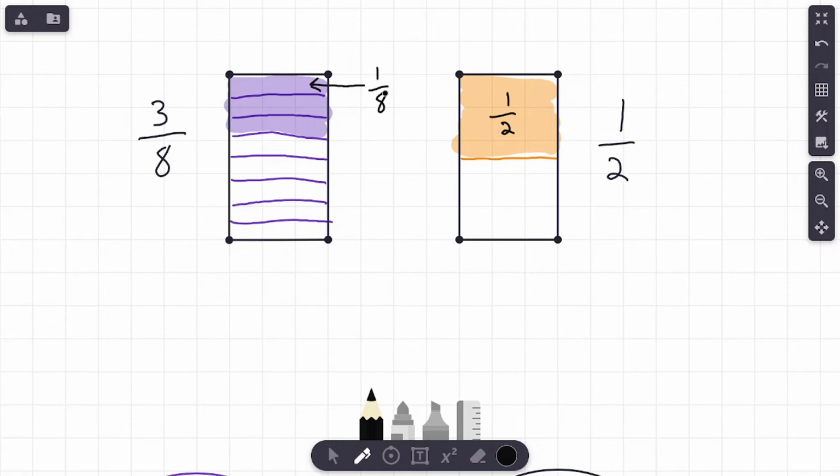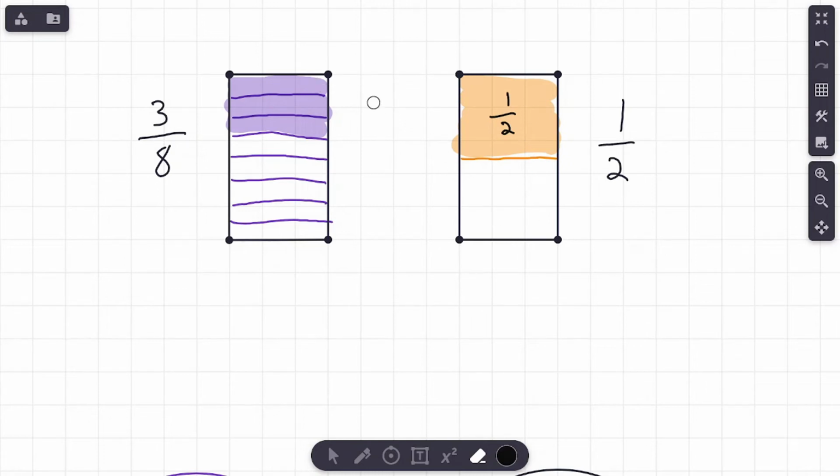One section is worth 1/8. Do you notice how small those sections are for 1/8? Remember, I've said this before. The bigger your denominator gets, the smaller the pieces are going to get. The equal size pieces get smaller because of that. 1/2 over here on the right, it's only 2 sections, so it's a lot bigger of a piece.